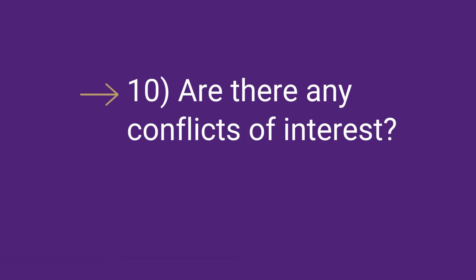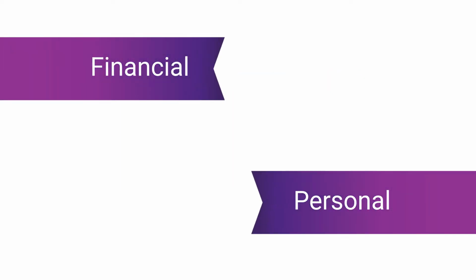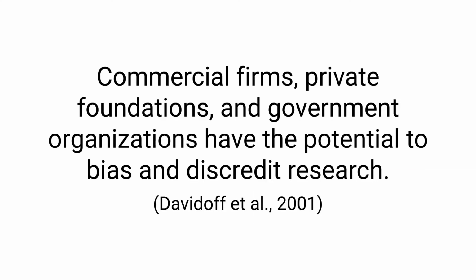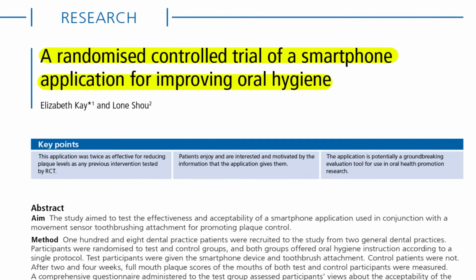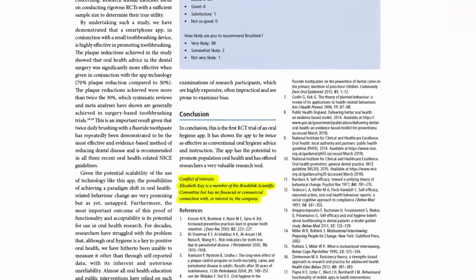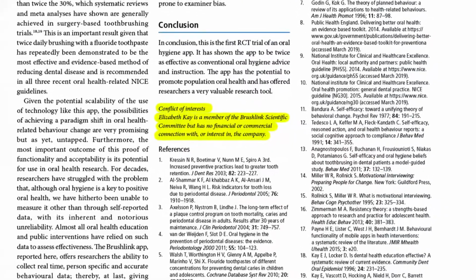Are there any conflicts of interest? Look for a statement regarding conflict of interest at the end of the article. Financial or other personal considerations may affect the objectivity of the researcher. In particular, conclusions associated with funding from commercial firms, private foundations, and government organizations have the potential to bias and discredit research. Researchers must provide information on any sponsors of the study and disclose any potential or actual conflicts.